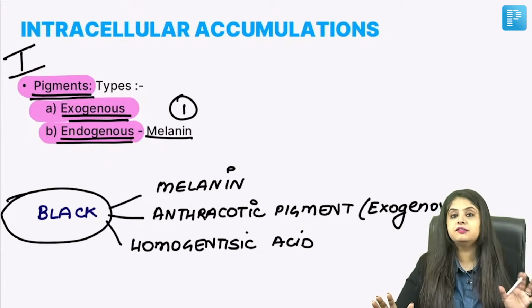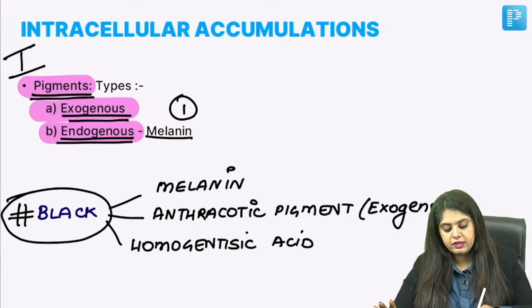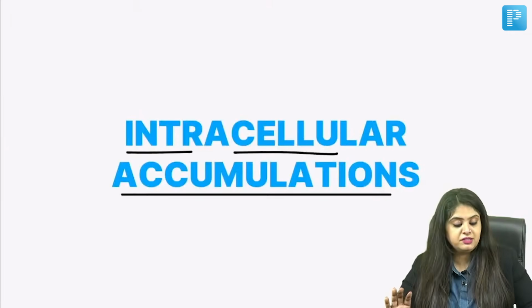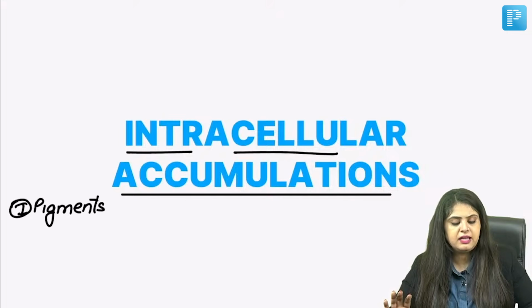These are the three things that are black. Rest nothing was black. This is what you studied. So we are doing a topic called intracellular accumulation. This is your summary slide. The first thing that I have taught you out of these is pigments. It was the most lengthy, and that is finished.